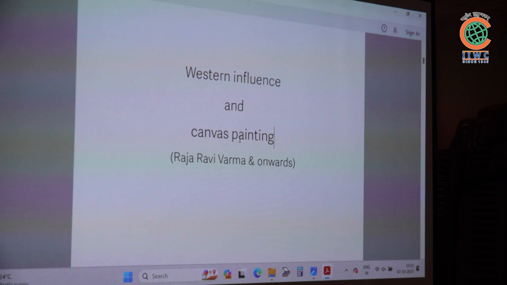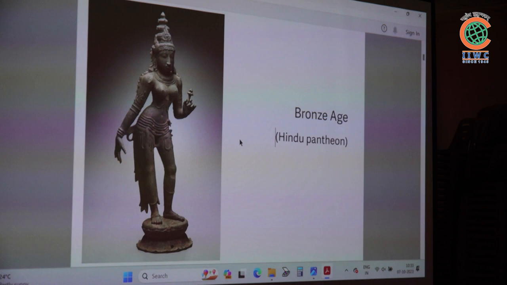Then the Bronze Age came up. This is one of the Chola bronzes of an idol. So this was the Hindu pantheon. In our Eastern culture, it started from the Stone Age and the Bronze Age, from the Panchabhutas, what I explained. After that, we had the Western influence and canvas painting.